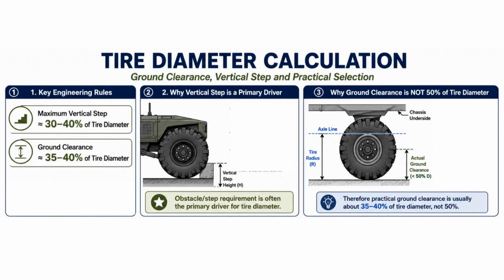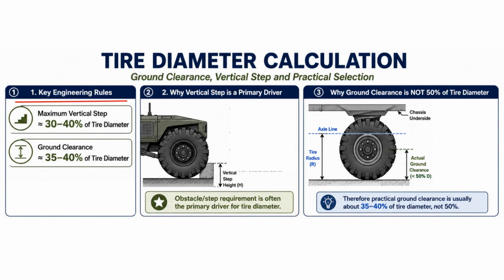This image explains the two main engineering drivers used to estimate tyre diameter: vertical step capability and ground clearance. First, consider the key rules. A practical wheeled vehicle can typically climb a vertical step equal to about 30 to 40% of its tyre diameter. Ground clearance is also commonly designed at around 35 to 40% of tyre diameter. Engineers calculate the tyre diameter from both requirements, and the larger result usually governs.